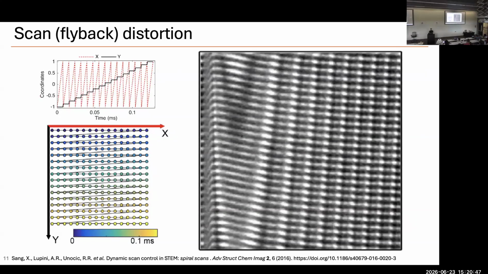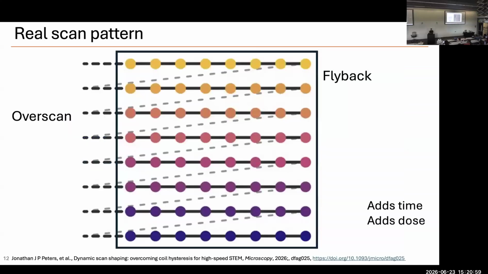This flyback can lead to some distortion. So it's technically a little more complicated than that. You get this flyback distortion region on the left of the image. The right of the image looks just fine. So what's usually done in practice is overscan. So you just drive the probe to the far left of the image and then you start scanning. You can essentially crop that out. And this is how most conventional scanning transmission electron microscopy is done today. It's so common that it's usually not even an option. This is just the basic mode of operation.